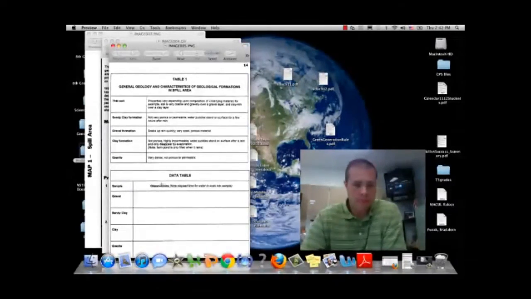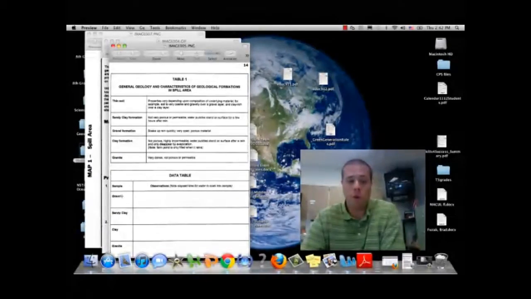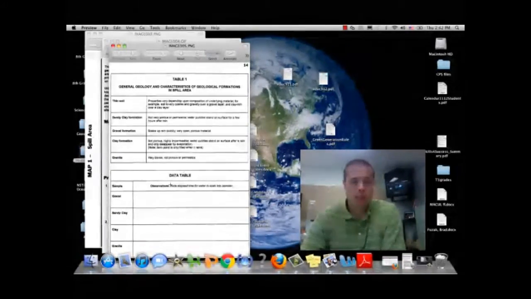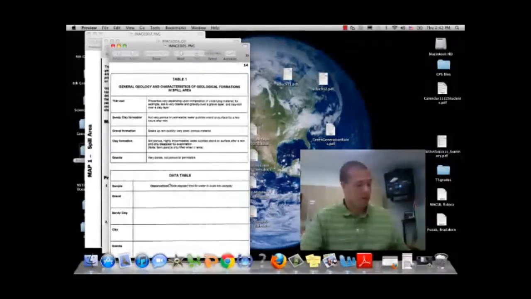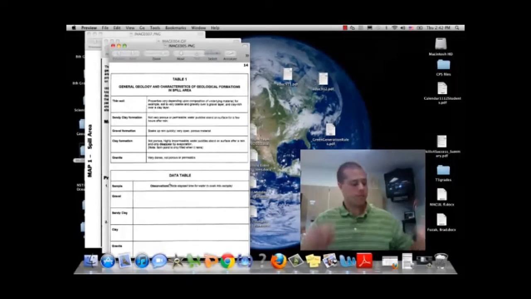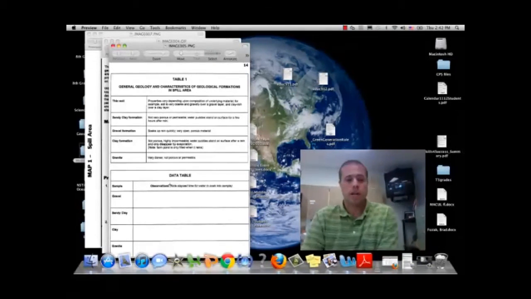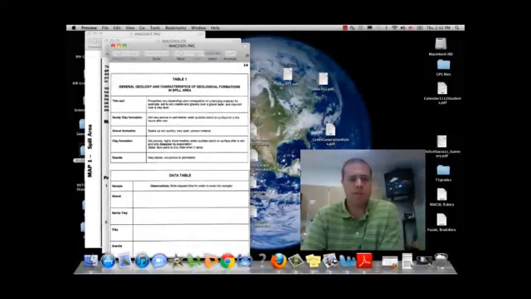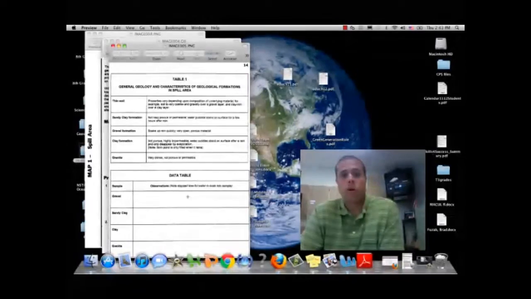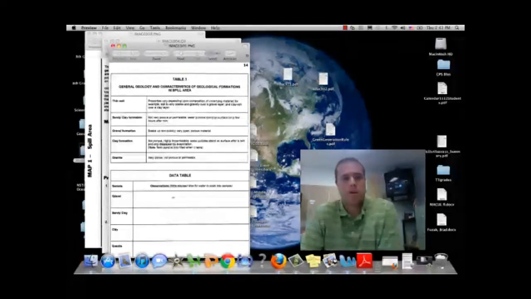So it says data table: sample, gravel, sandy clay, clay, and granite. Make sure you are writing it under the correct one. Observations: note the elapsed time for water to soak into the sample from the top down to the bottom of this little vial. And then also, basically, a little bit about it. So we're looking up here at table 1. Did it go right through? We might want to rank how fast the water went through each of these, or if it didn't go through at all. We're going to want to know that, okay?